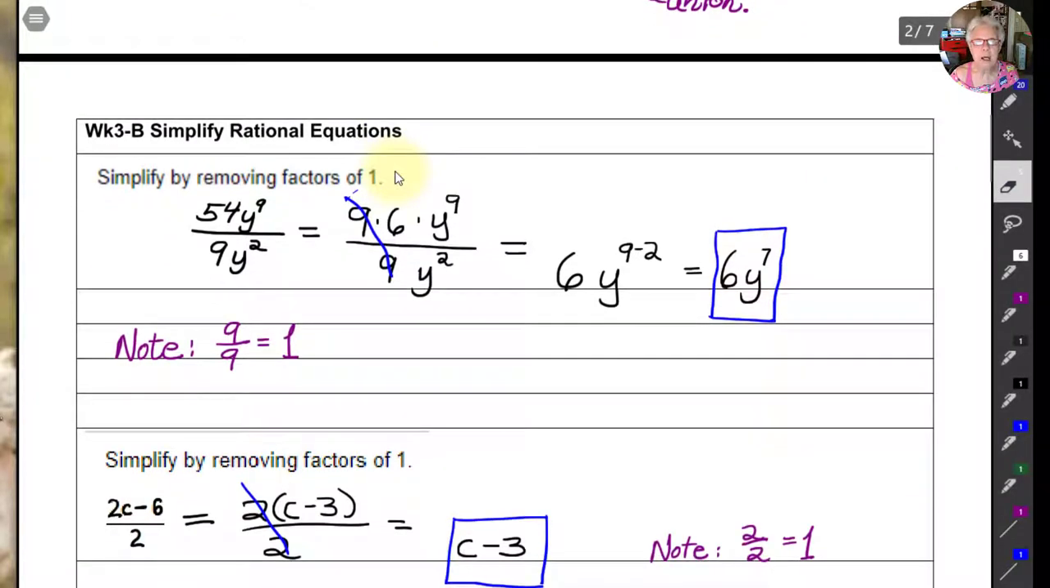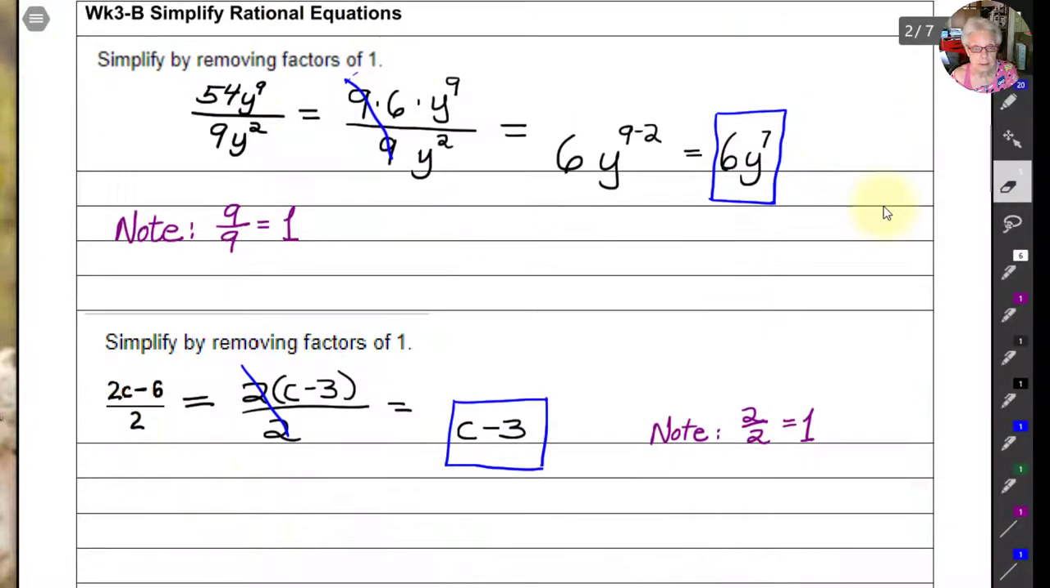Okay, now a different topic. Simplify rational equations. Actually, that should say functions or expressions. Let's get rid of that right now. Let's take care of this because it's a mistake.